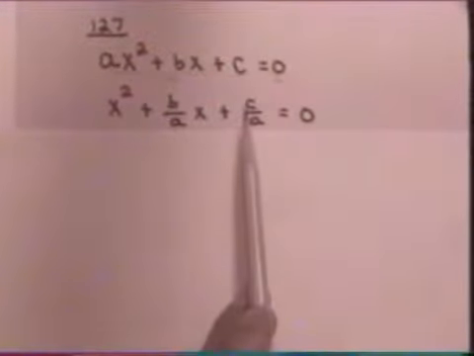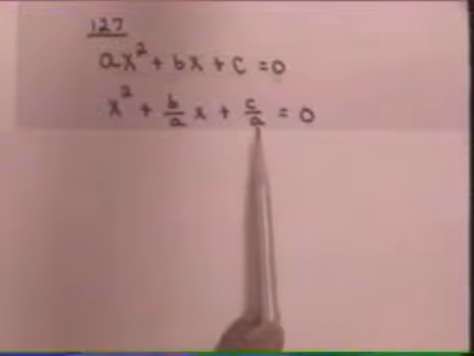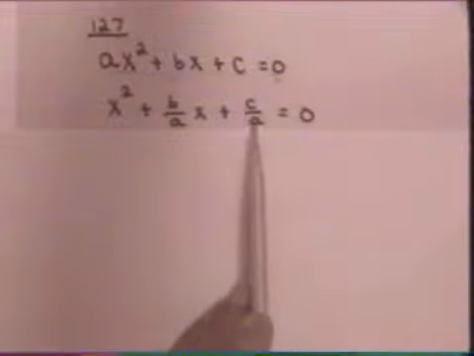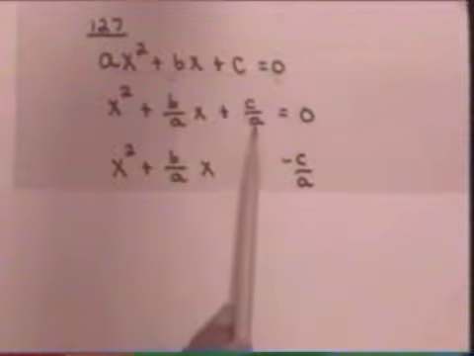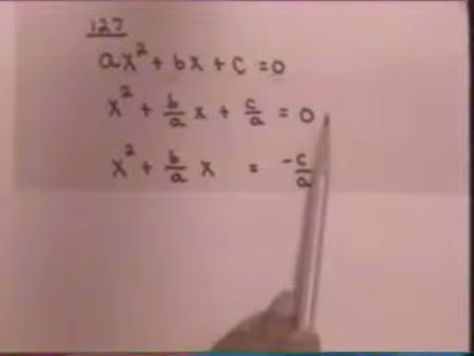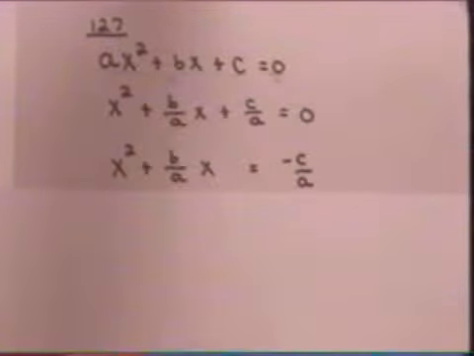Now I'm going to add the opposite of c over a to both sides. So if I add the opposite of c over a to both sides, I get x squared plus b over a x is equal to the opposite of c over a. The opposite of c over a will simply cancel out this c over a when I add it to the left side, and 0 plus a negative c over a is a negative c over a on the right side. Now we want to complete the square.